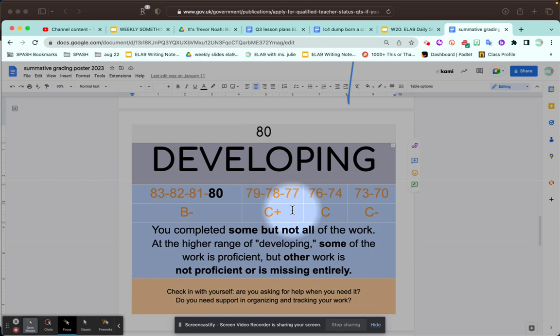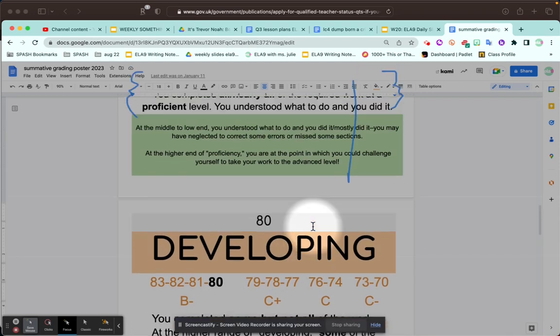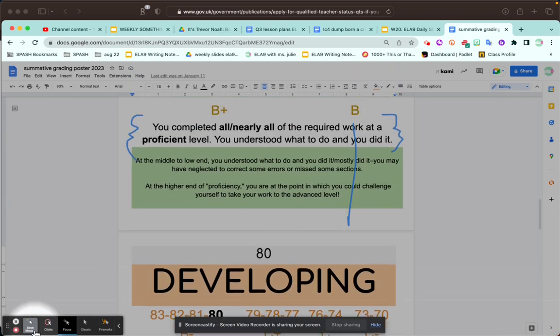Now, that could be your actual skill level, or it could be your effort level, or a combination. You'd want to check in with yourself. Are you asking for help when you need it? Do you need support in organizing and tracking your work? What's going on that is keeping you from getting to the level of proficient after you've had a period of practice?